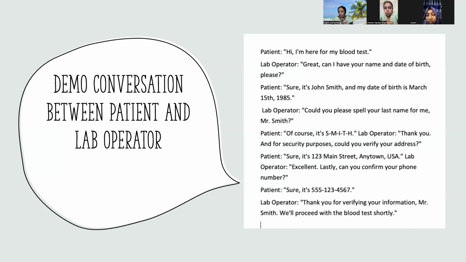The main things we'll ask are, first, their name and date of birth, and then we'll ask them to spell their last name. Because sometimes, even when we have the same name, we don't spell it the same way. So the safest way is to first ask their name and date of birth, then ask them to spell it. When they spell their name, ask them for their address, and when they tell you their address, ask them for their mobile number.